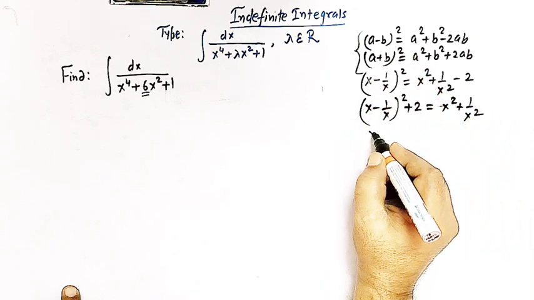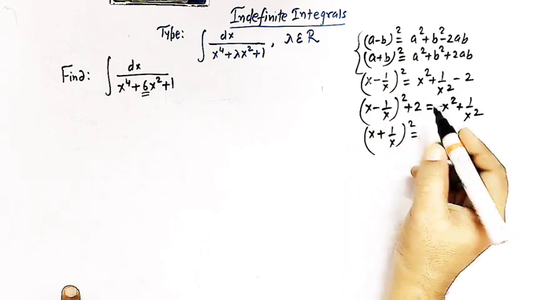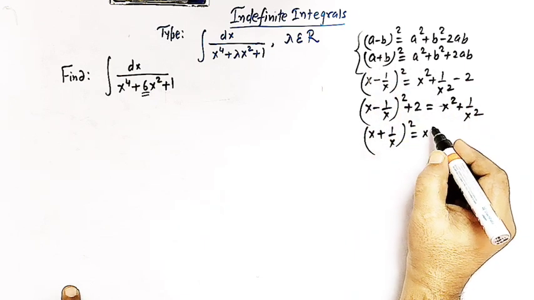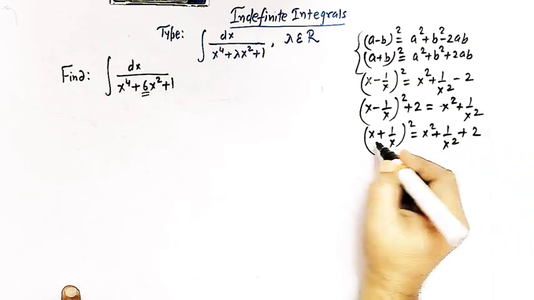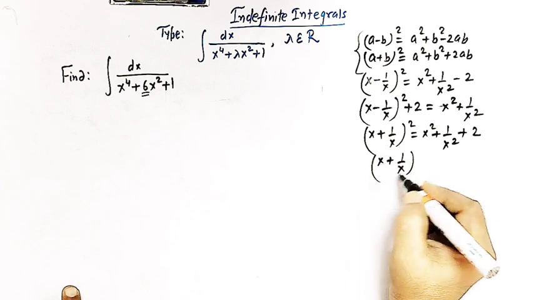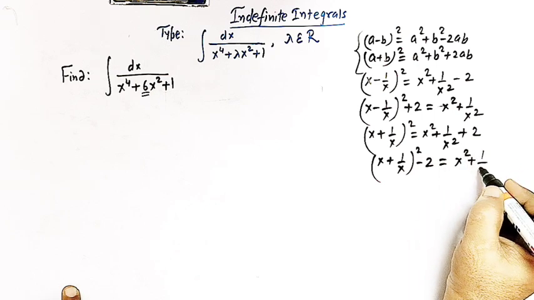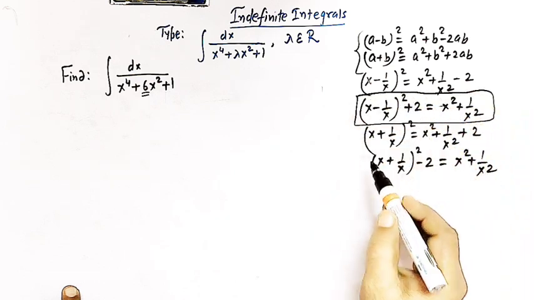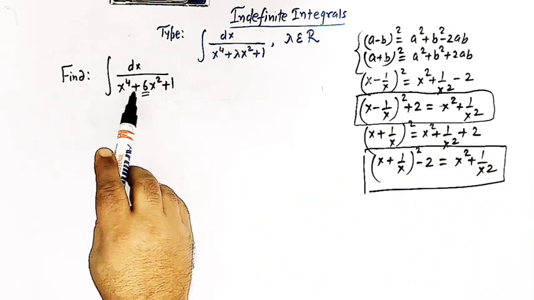Similarly, if we consider x plus 1 over x whole square, then applying the identity for a plus b whole square we get x square plus 1 over x square plus 2. Taking this 2 to the left hand side, we can write x plus 1 over x whole square minus 2 is equal to x square plus 1 over x square. So these two important expressions we are going to use while integrating this function.